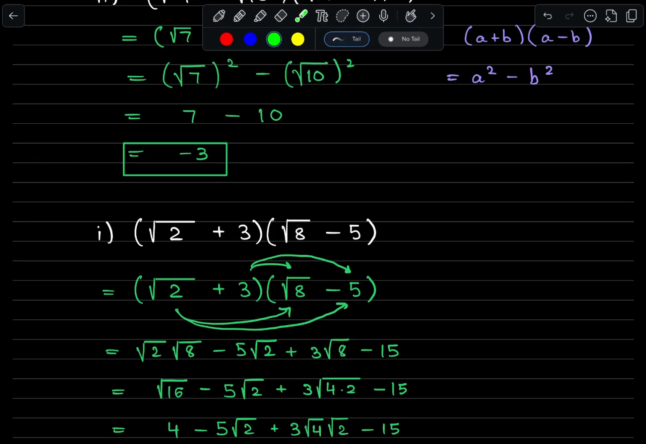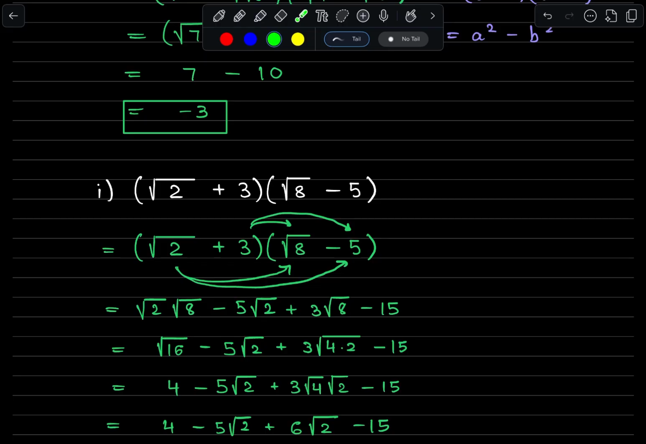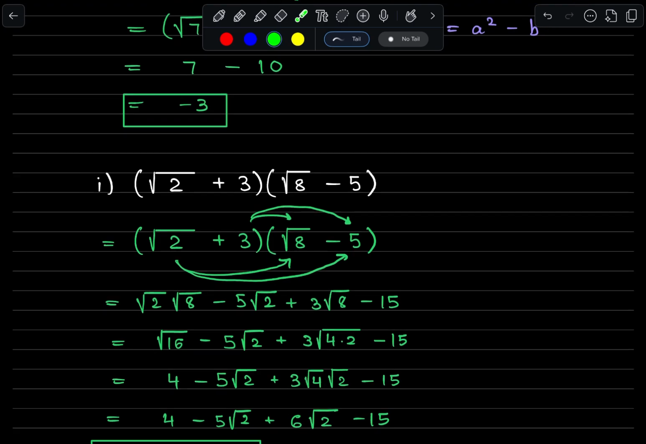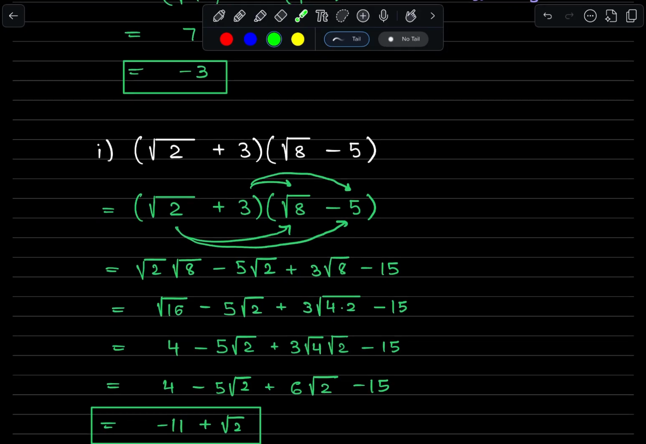Negative 5 root 2 is going to stay exactly as it is. We're going to separate this square root of 4 times 2 as a square root of 4 times the square root of 2. Now let's see what happens. This is just going to become 2. 3 times 2 is going to become 6. Now, these two constants will combine nicely. 4 minus 15 will give us a negative 11.